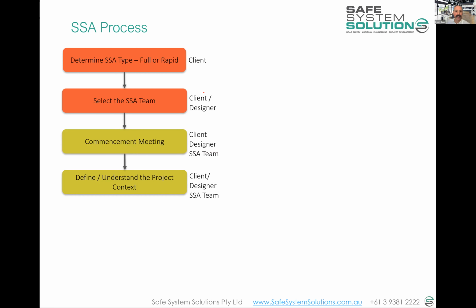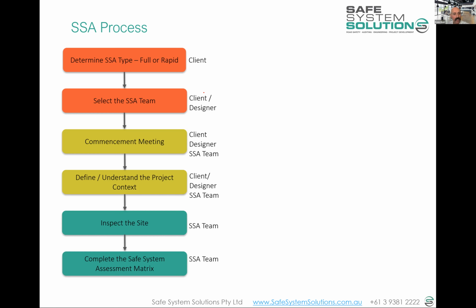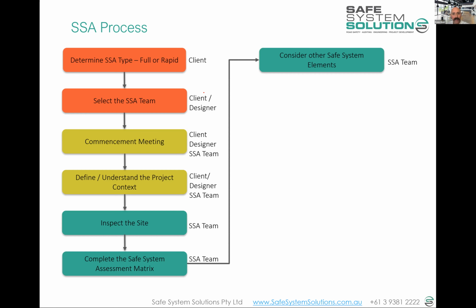If they're not people who have had safe system assessments done before and don't understand the process, you can talk them through what's about to happen. Then there's the site inspection by the safe system assessment team and completion of the safe system assessment matrix. And you're doing that at the moment. And then you would do as many design options as required to be assessed through the matrix.